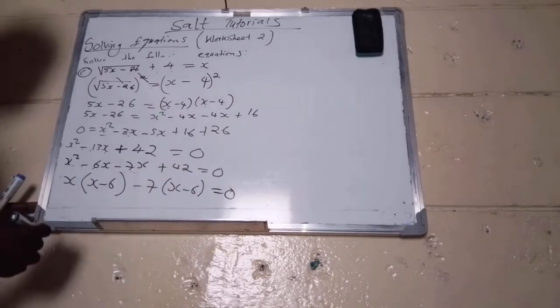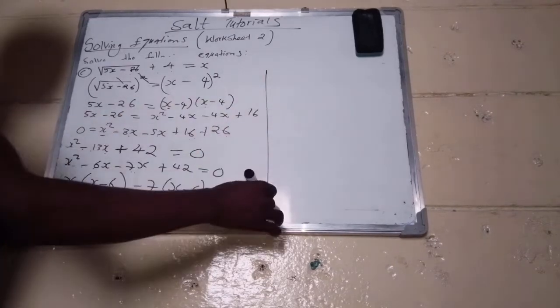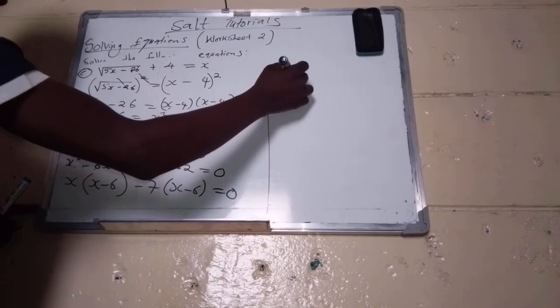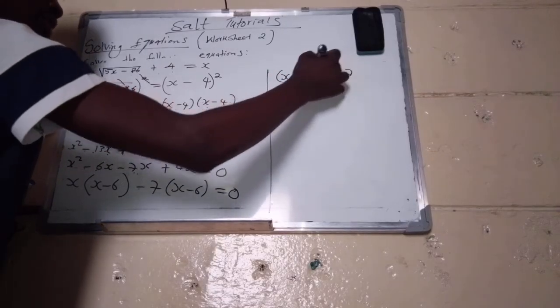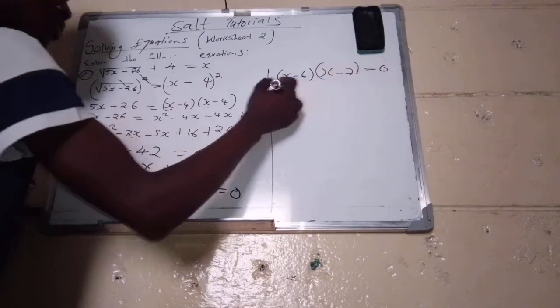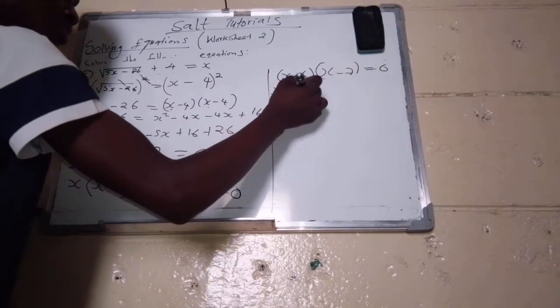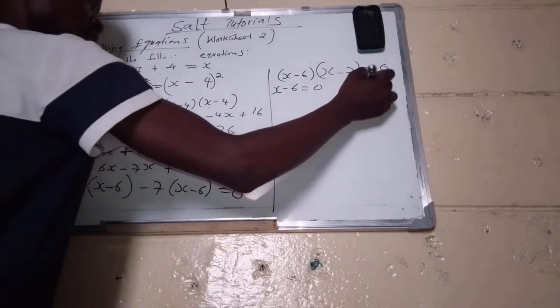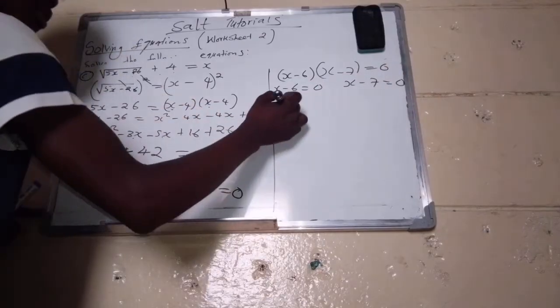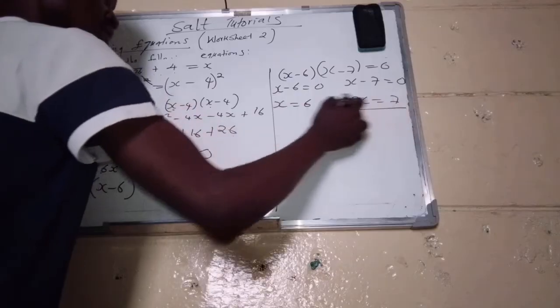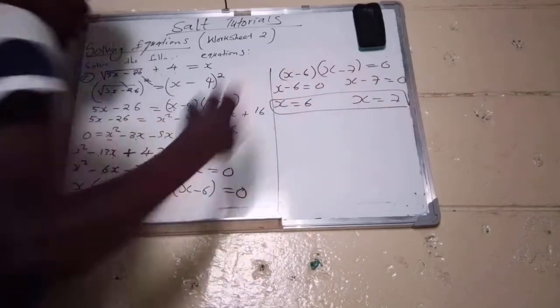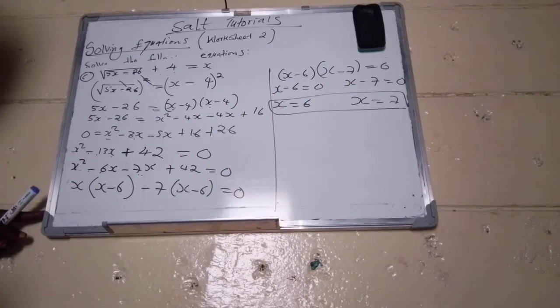So that we can have x minus 6 and x minus 7 equal to 0, so x minus 6 is equal to 0 and x minus 7 is equal to 0. x is equal to positive 6 and x is equal to positive 7. These are the values of x for our radical equation.